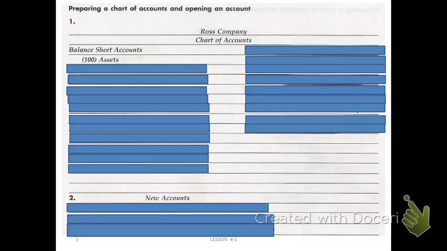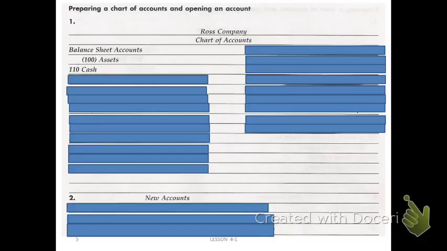Now, assets are not listed in alphabetical order. Okay, assets are listed in order of liquidity. In other words, how quickly can an asset be converted into cash? Since cash is already in the form of cash, cash is listed first. And you always will list cash first.